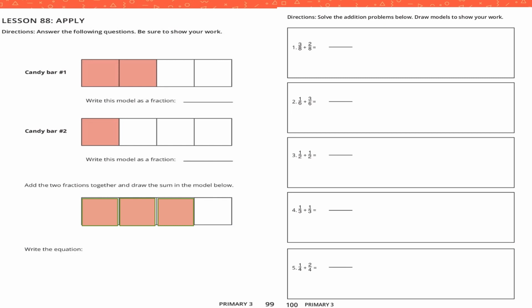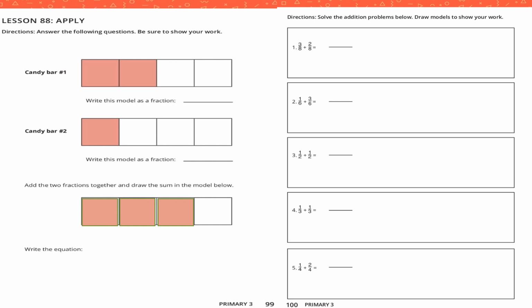Let's start the apply part here. Answer the following questions. Be sure to show your work. Look at number 1, this figure, candy bar. And the question, write this model as a fraction. Remember the rule of the fraction equals the number of colored parts over the number of total parts.